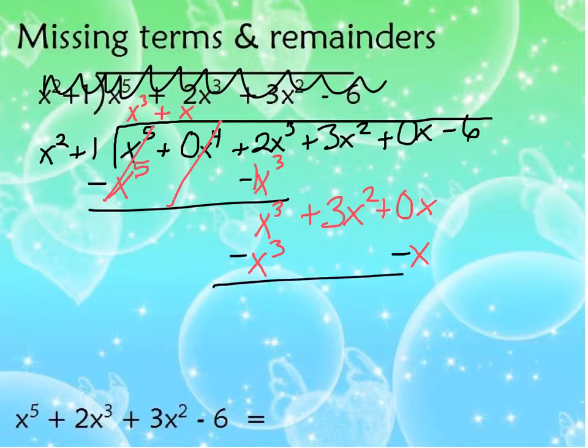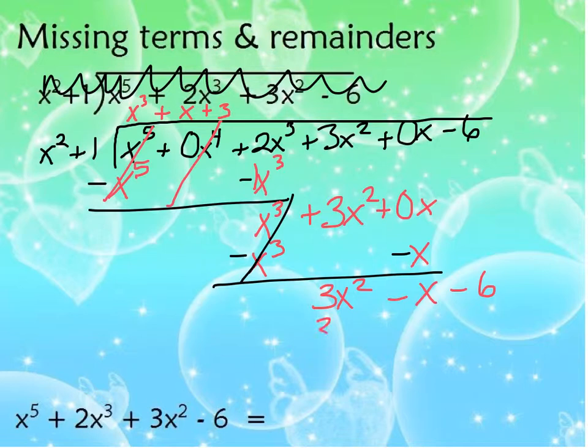Change your signs, which is your subtraction, and you get a 3x squared minus x. I'm going to go ahead and bring down the next term. All right, and then let's start over. X squared times what gets us 3x squared? Well, that should be a positive 3.